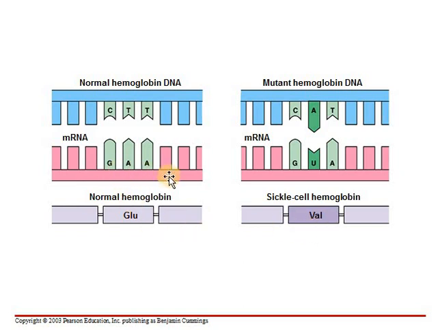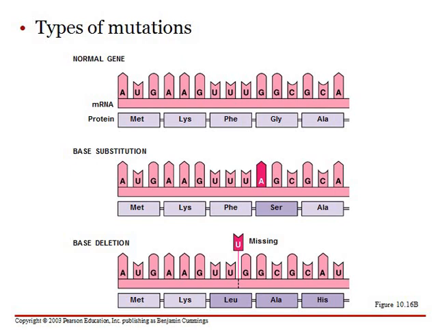It has to be GAA. From there you should have GLU, but instead of that you have VAL. Once you have VAL, this is basically the sickle cell hemoglobin. That is how genetic diseases creep in due to the existence of mutations. There could be different kinds of mutations.